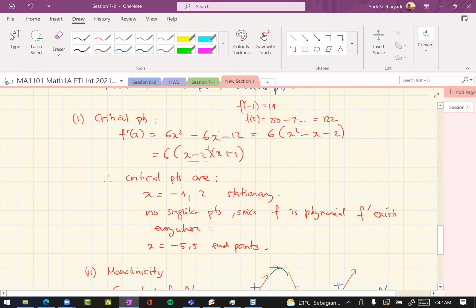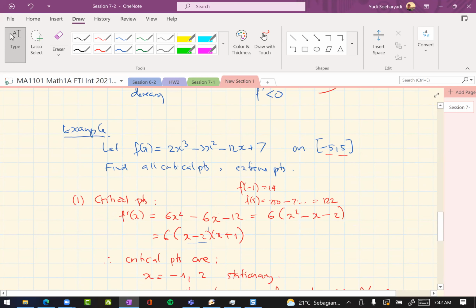Let's go back to this function. F of 2. 2, this is 8, 16, 4 minus 12, minus 24 plus 7, 4 minus 20, minus 13.